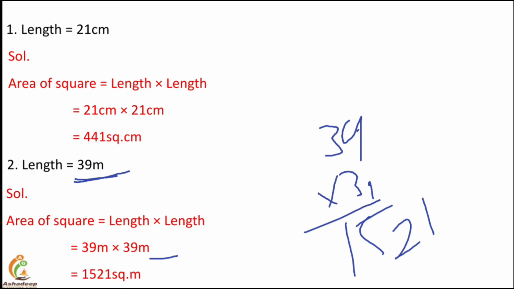Okay, this you have to keep in mind when you write an answer, because in perimeter only we write centimeter or meter after the answer, but in area we have to mention square also, or your answer will be considered a wrong answer.